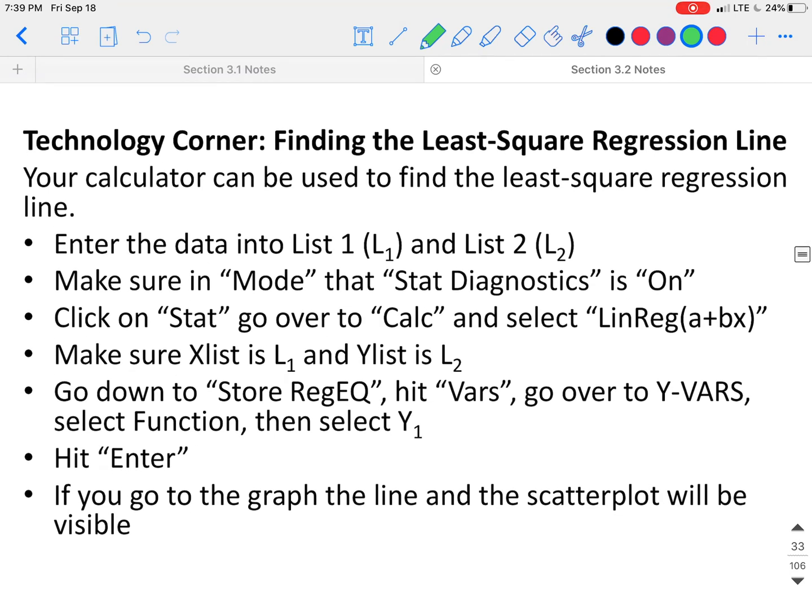Now we can do this on your graphing calculator. You're going to enter your explanatory variable into list 1, your response variable into list 2. You need to hit mode and go down to Stat Diagnostics and make sure it is turned on. Then you're going to click Stat, go over to Calc, and select Linear Regression a plus bx. Make sure the X list is L1, the Y list is L2. Go down to Store Reg Equation, then hit vars, go over to Y vars, select Function, and then select Y1. Hit Enter, and it will pop up with the equation of your least squares regression line, and it will tell you your r value, or your correlation. If you go to your graph, it will show the scatter plot with the line.